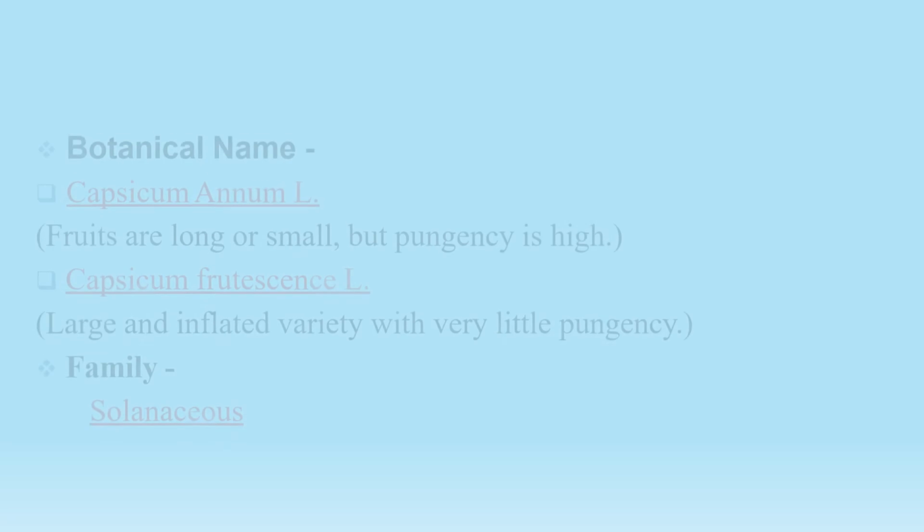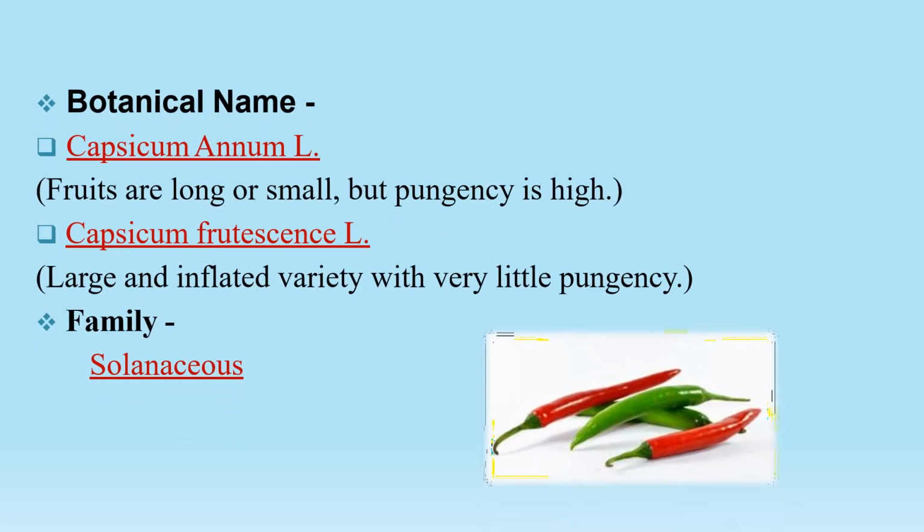Now let us discuss the botanical name and the structure of chili. The botanical names are Capsicum annuum and Capsicum frutescens L. You can see the fruits are long and small. The pungency of the chili will be high in Capsicum annuum. If we observe Capsicum frutescens, a large and inflated variety with very little pungency is observed. It belongs to the Solanaceae family, as we discussed earlier.